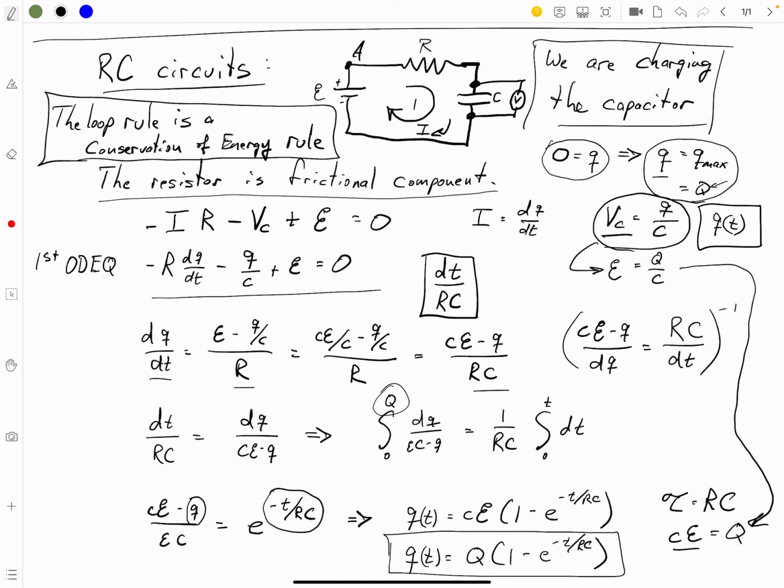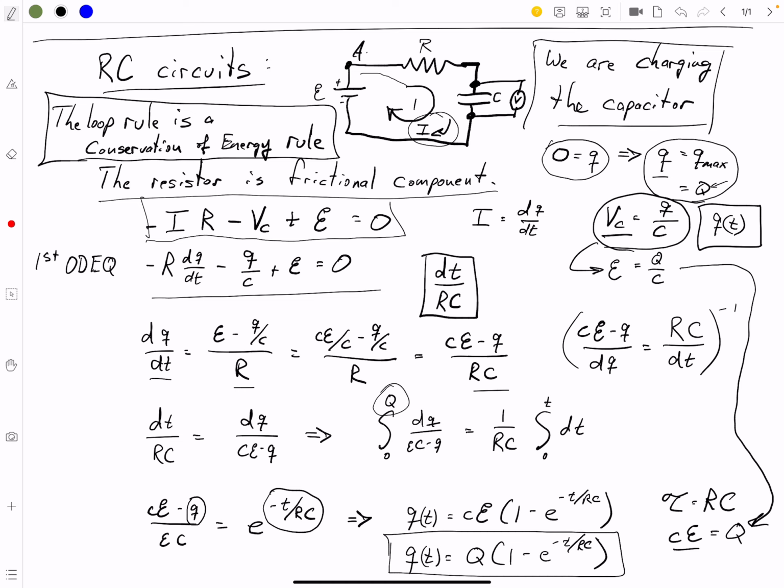I'm going to do it for you in a second. We're going to start from point A, go through our loop all the way back to point A. So how do we do our loop rule? This is it right here for this equation. We're going to subtract off IR, because our current is going with our loop. So that means it's a voltage drop, IR.